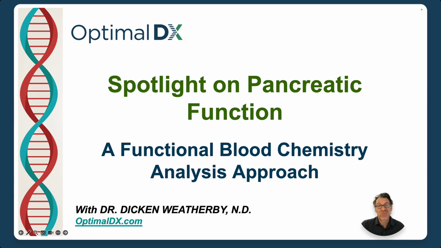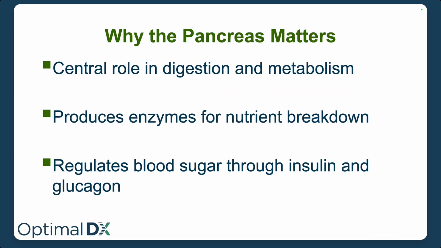So, the pancreas. Small organ with an outsized role in both digestion and metabolic regulation. And in this presentation, I'm going to show you how to use functional blood chemistry analysis to interpret common lab biomarkers. I'm also going to teach you how to recognize early patterns of dysfunction and develop some targeted strategies for intervention. So our focus will be on identifying subtle shifts that precede overt disease so we can intervene earlier and support better patient outcomes.